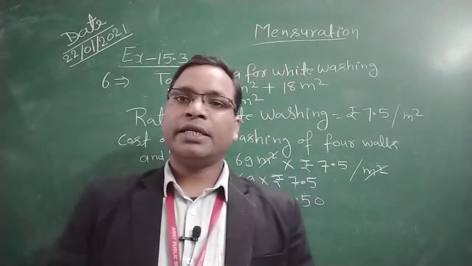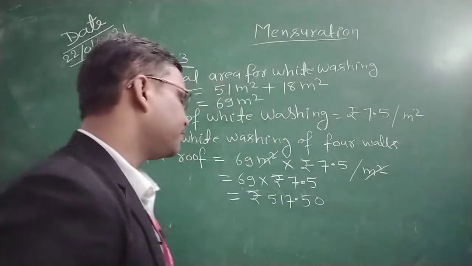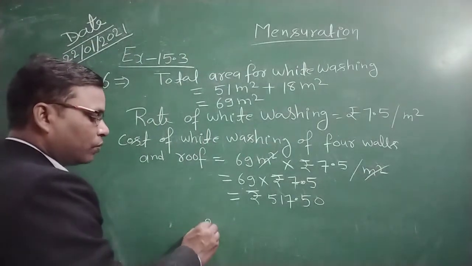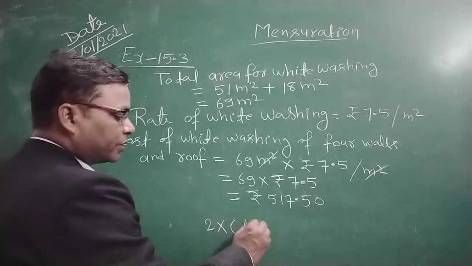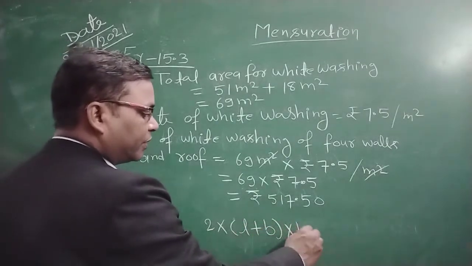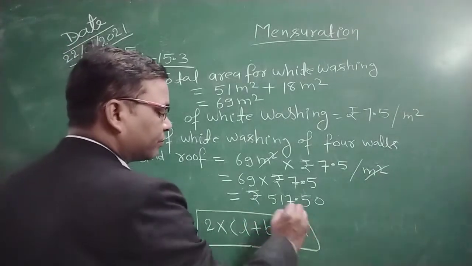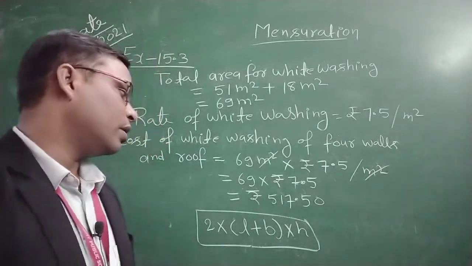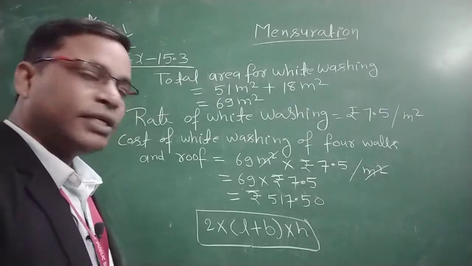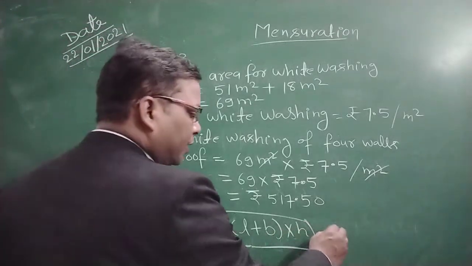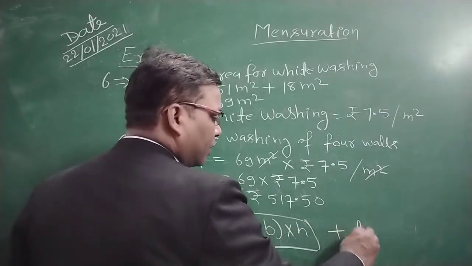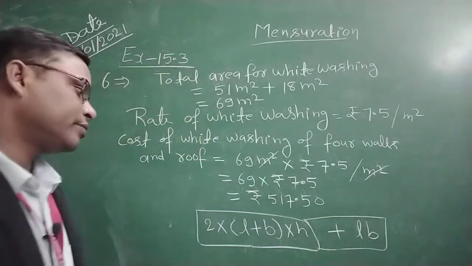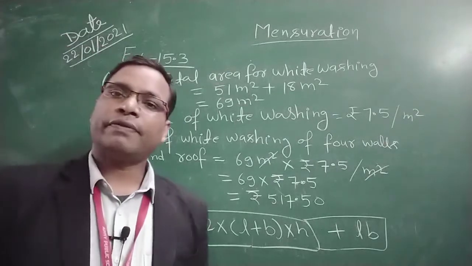So first we find the area of four walls. Which formula do we use to find the area of four walls? We use this formula: area of four walls is equal to 2 into (length plus breadth) into height. This is the area of four walls. This is clear. After this, we find the area of the roof. Area of roof is equal to length into breadth. If you add them, then you will get the total area for whitewashing.